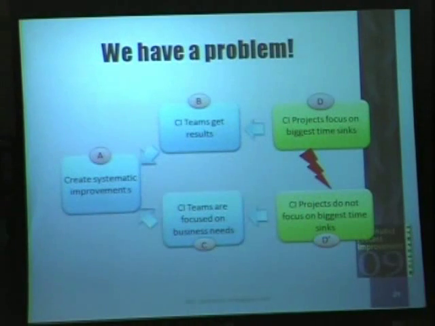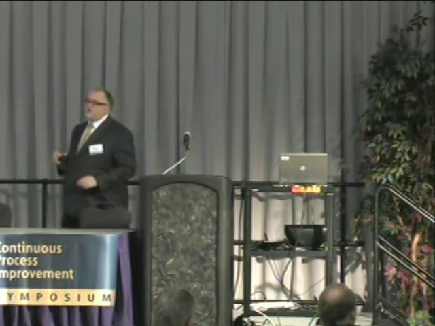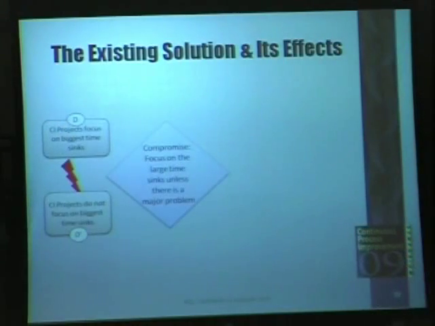So what happens is our continuous improvement efforts are caught between two opposites. On the one hand, we want them to focus on the big time wasters because that's really obvious and I can see it and I can get results. But on the other hand, I want to get the business results as well. So what do they do? Most of the time, those continuous improvement teams go and focus on the biggest time sinks. They go and find the longest times. They find the biggest time wasters.